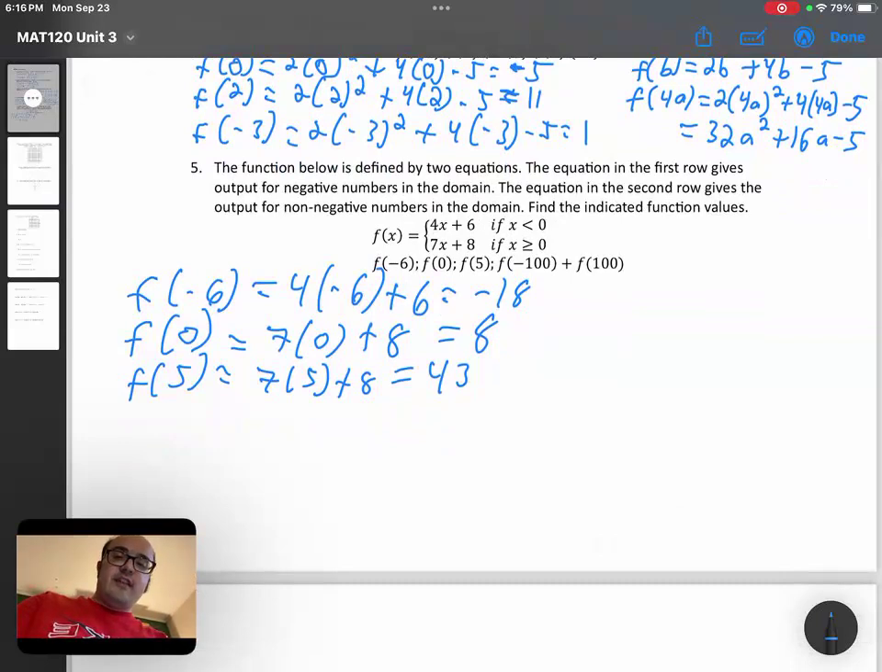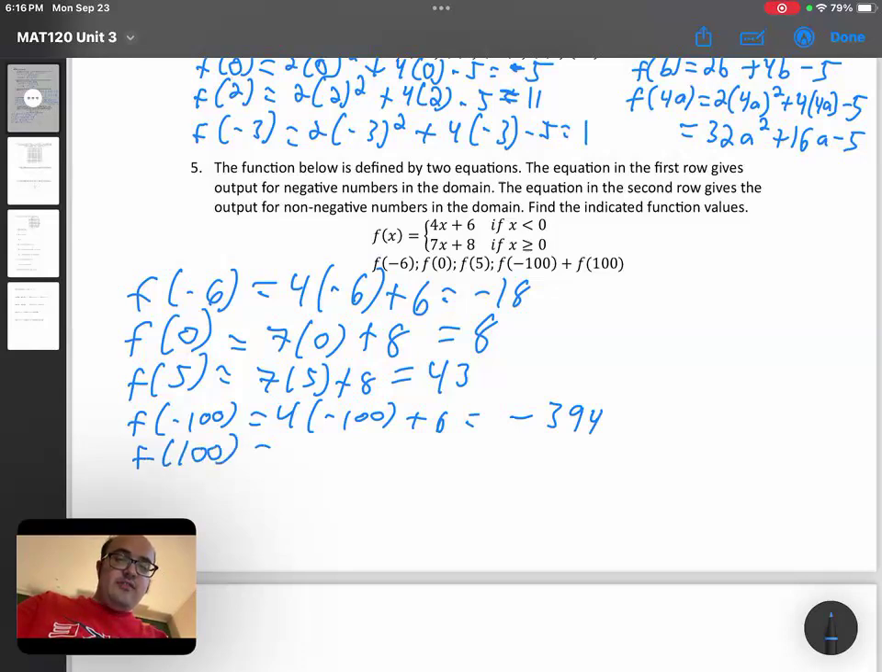For f of negative 100, that's that top equation. 4 times negative 100 plus 6 is negative 394. For f of positive 100, the second equation, 7 times 100 plus 8, so 708. And then we would add those two together to make 314 for that one.